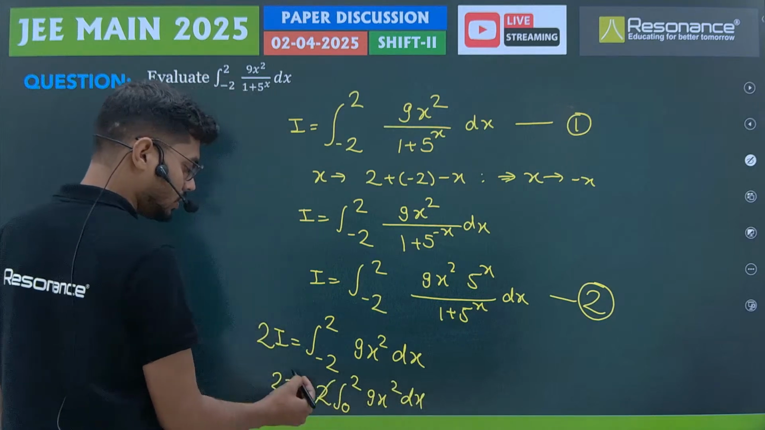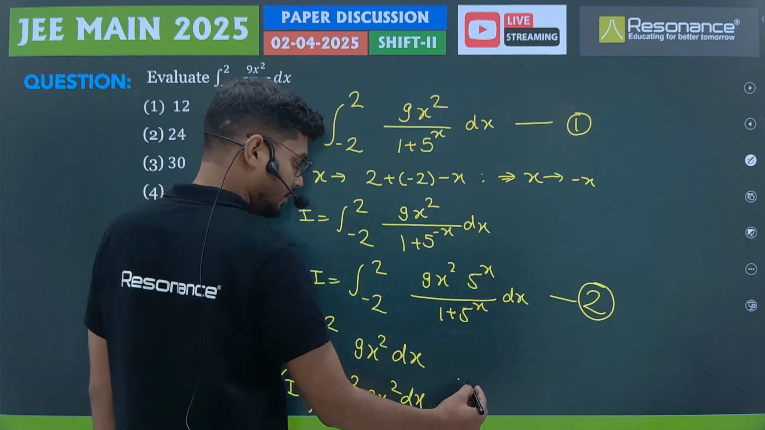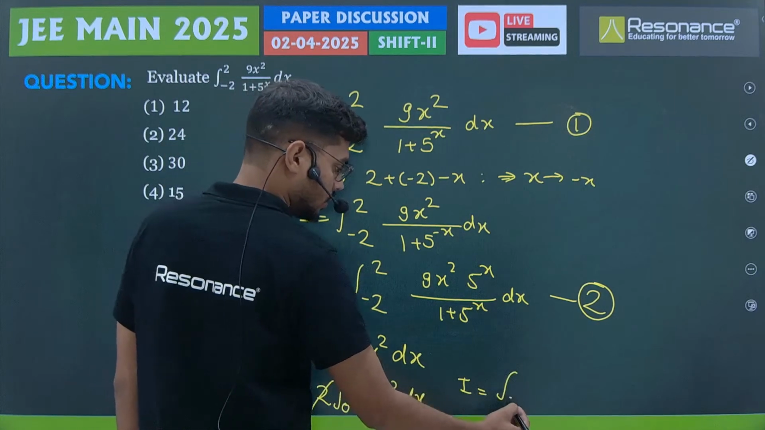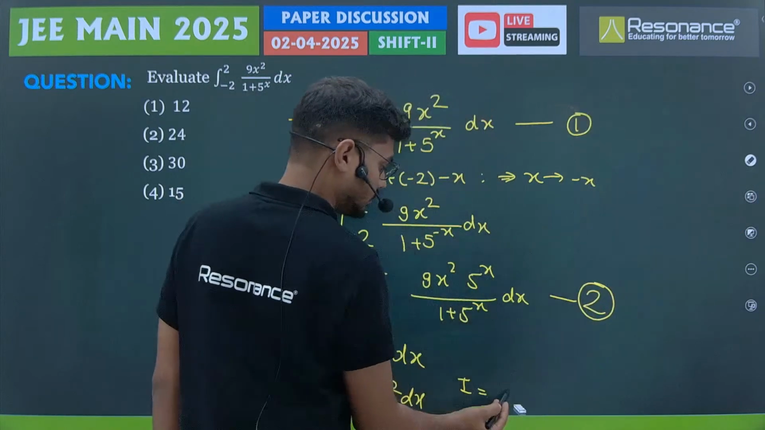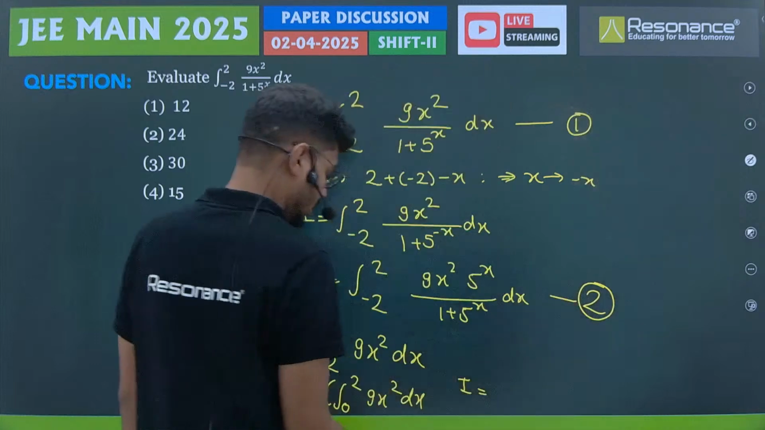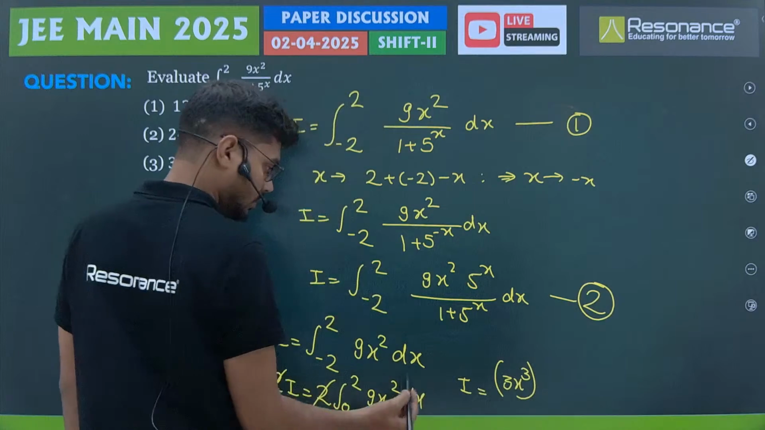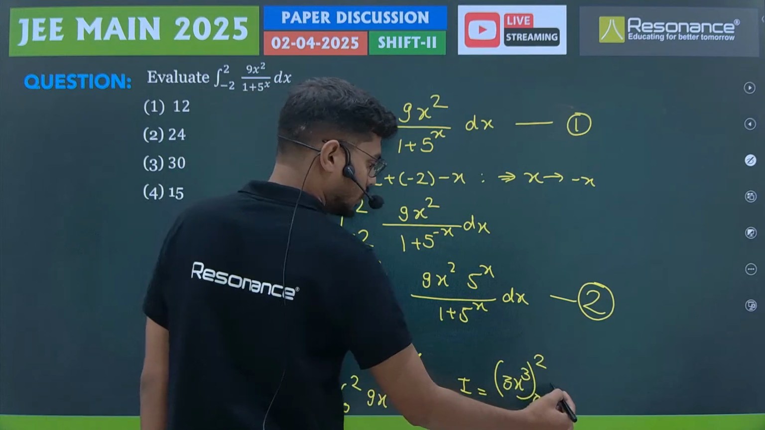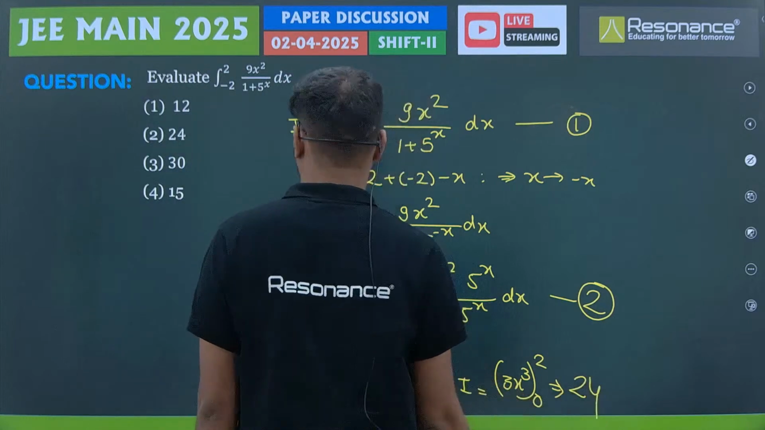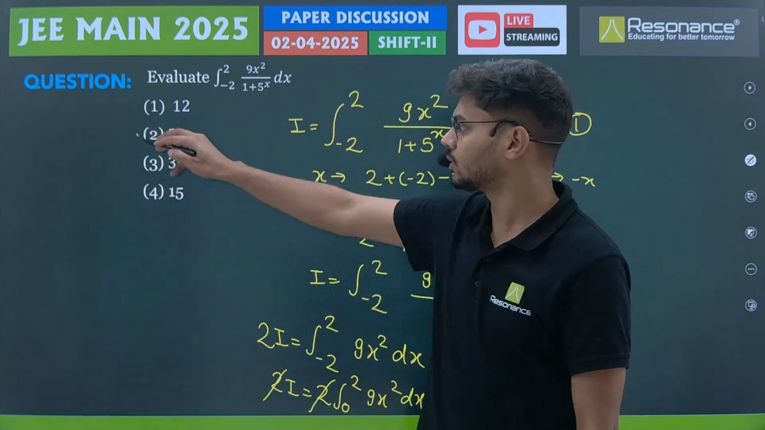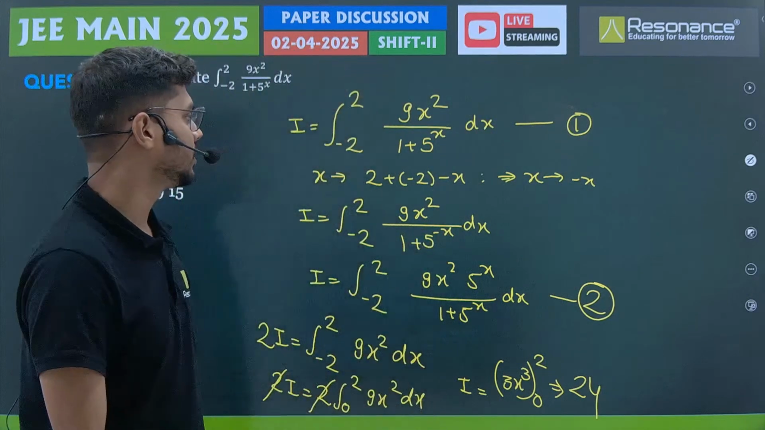This 2 cancels out. The integration of 9x square will be 3x cube, from 0 to 2. So the answer will become 2 cube is 8, 8 into 3 is 24. 24 is the correct one, so I can say the second option is going to be correct. A very simple problem based on the properties of definite integration.